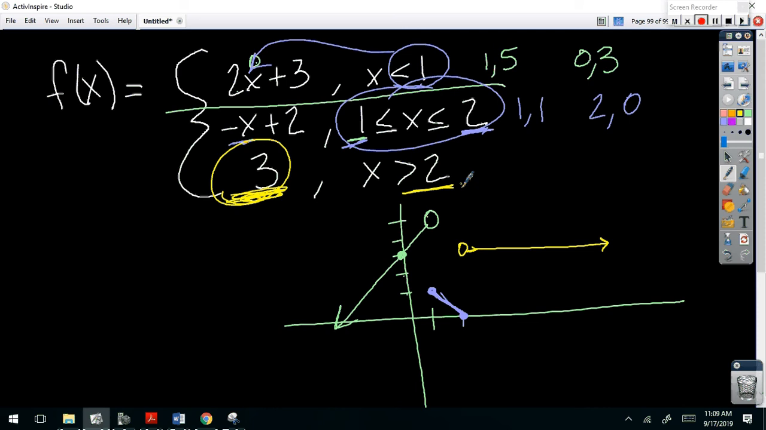The first point of which one? Of the last equation or the very first equation? The very first equation, I plugged in 1 and I got 5. That's this point. Could you just do the slope from there? Oh, that's actually my open point, sorry.